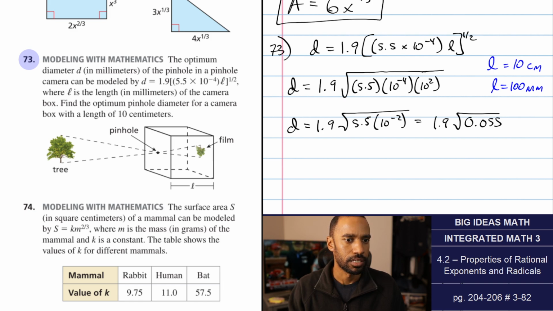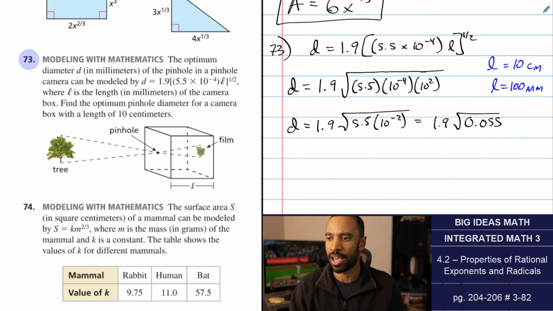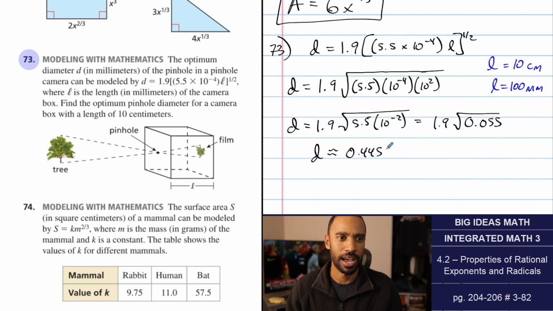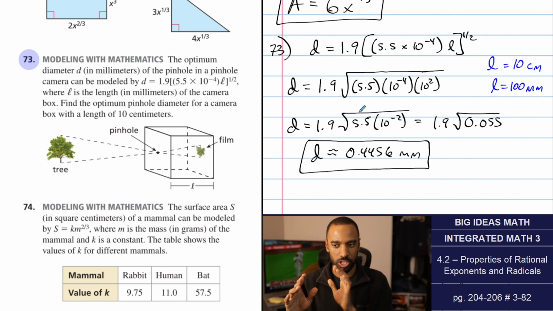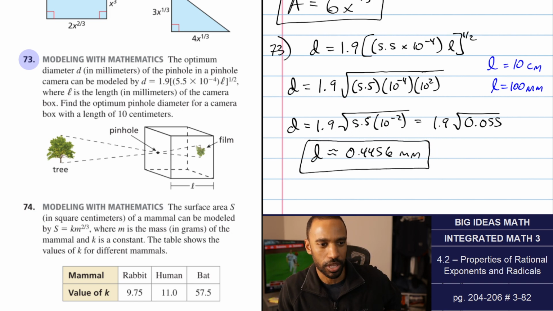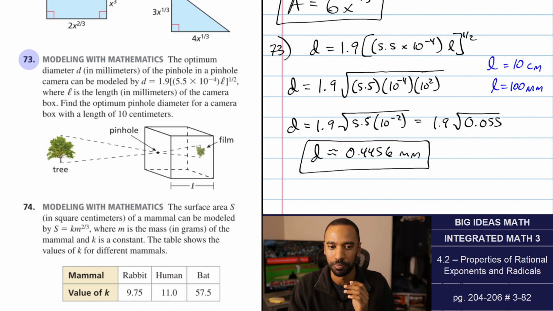1.9 times 0.055. And this answer is in millimeters. I'm getting 0.4455. Let's see. D is about 0.445, I guess 6 millimeters. I don't know how small you can get, microscopically speaking, with regard to millimeters, even with a computer to do something. Probably just about 0.45 millimeters. But that's what we're going to get for that one for the pinhole.